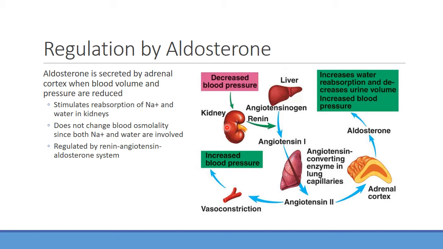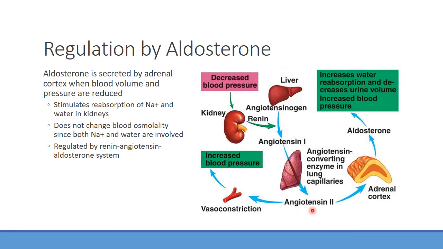So if it detects too low a pressure, it says, hey, we need to increase blood volume, we need to do something to get the pressure up around here. What it ends up doing is releasing a hormone called renin. Renin causes a reaction where a precursor molecule called angiotensinogen gets converted to angiotensin 1. Then the angiotensin converting enzyme, which you find both in the lung and the capillaries, converts it to angiotensin 2.